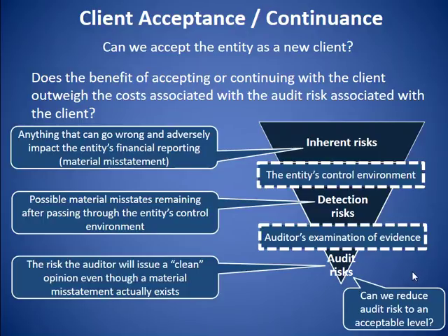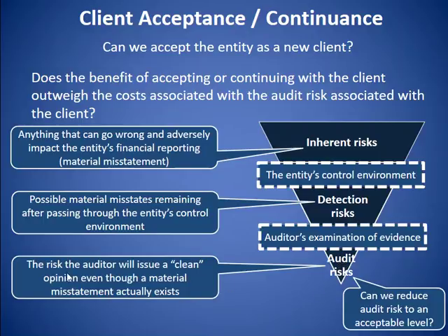Then the auditor is going to have to develop tests or examinations of audit evidence that will provide the auditor with enough evidence to either issue a clean opinion, if you will, or some other type of opinion. So the auditor examines that audit evidence, and the remaining risk, the potential risks that the auditor missed, is what we mean by audit risk.